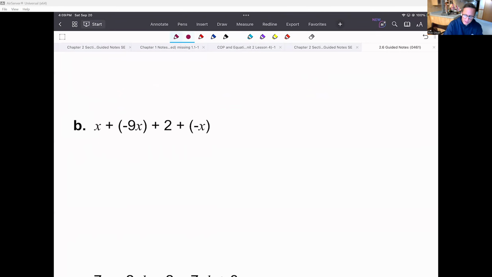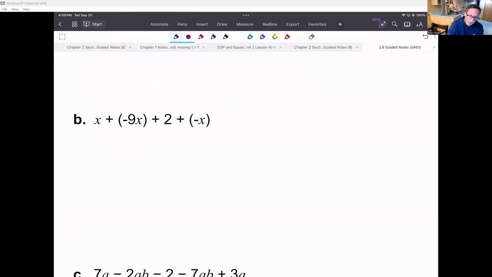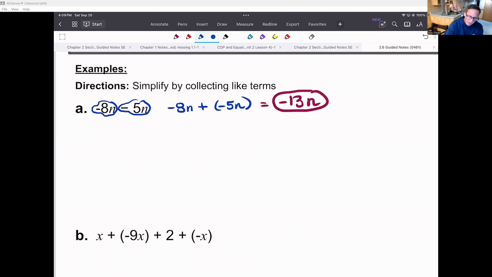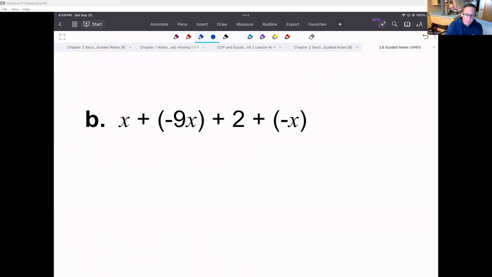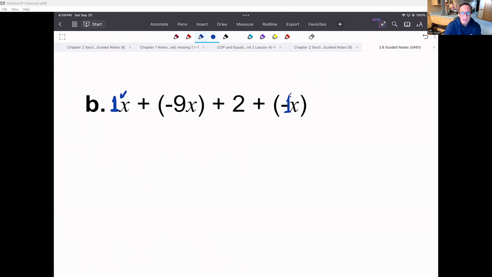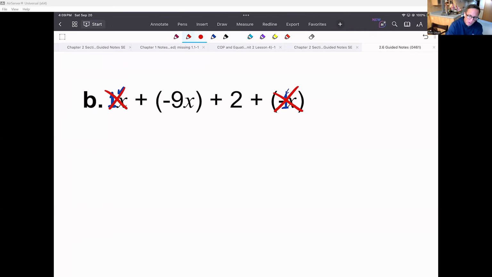On this next one right here, got a lot of x's. If it's just a variable in general, any lone variable, the default coefficient is a 1. So think of that as positive 1. Now this is negative x, so you can think of it as negative 1. That's good to point out because those cancel each other out, additive inverse. So all that's left is negative 9x and the 2.